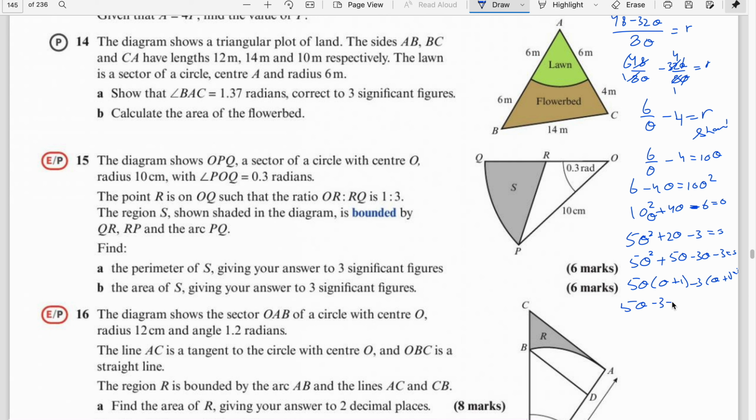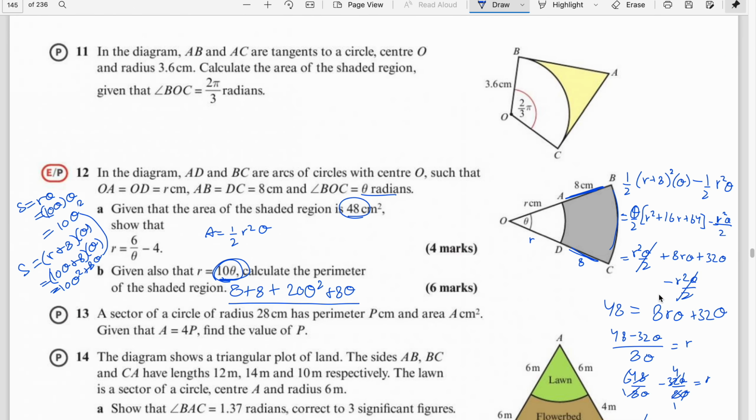So 5 theta minus 3 equals 0. Theta is equal to 3 by 5, and on the other side theta is equal to minus 1. This is rejected, which cannot be. So theta is 3 by 5.